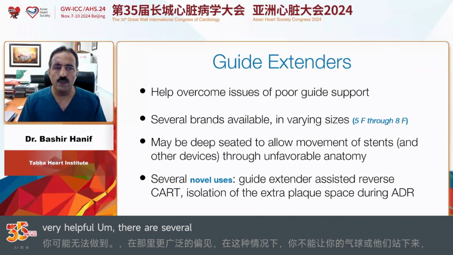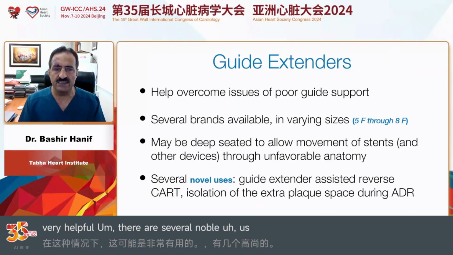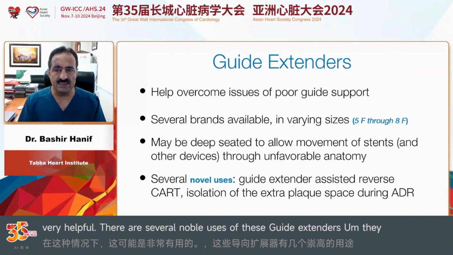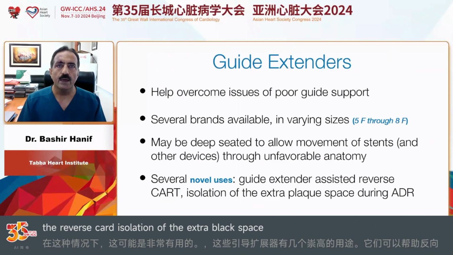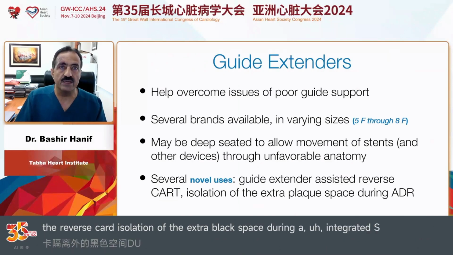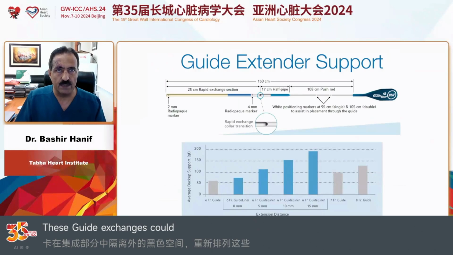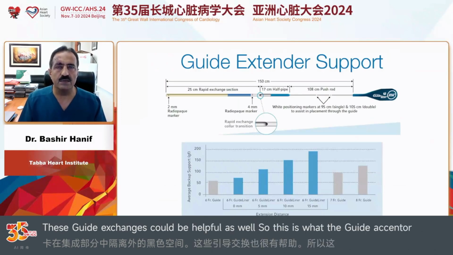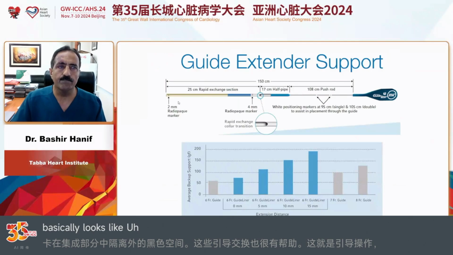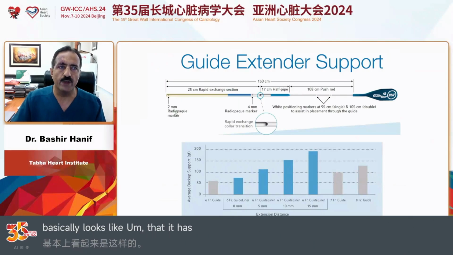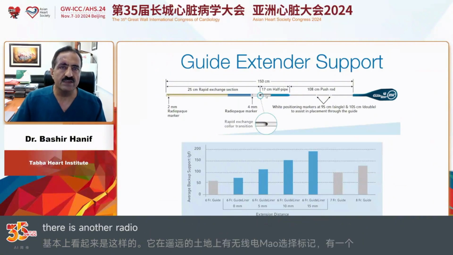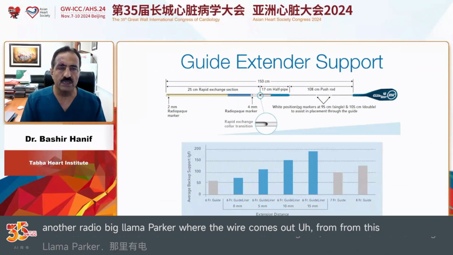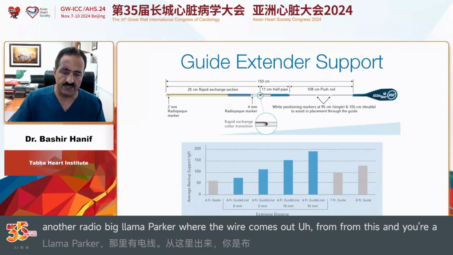There are several novel uses of these guide extenders. They can assist in the reverse CART and in isolation of the extraplaque space during antegrade dissection re-entry. So this is what the guide extender basically looks like. It has a radiopaque marker at the distal end, and there is another radiopaque marker where the wire comes out from this, and your balloon or stent enters over there.